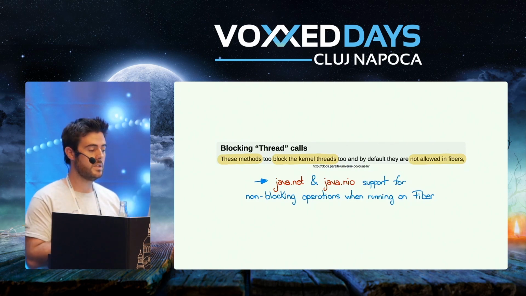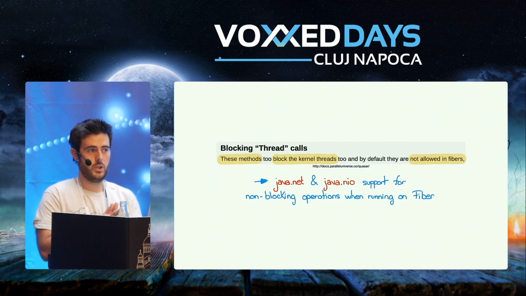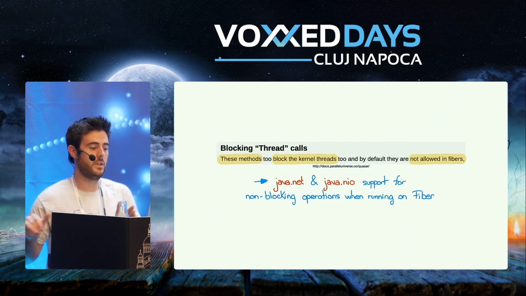So the first limitation is that you won't be able to do thread blocking calls when running on a fiber. They have updated a few packages, such as java.net and java.nio, to support the continuations. But if you have your own API which blocks threads and you want to call it inside a fiber scheduler, you are going to block the underlying thread. So all the other lightweight threads or continuations which are queued inside the executor's queue won't get a chance to run. So this is forbidden.